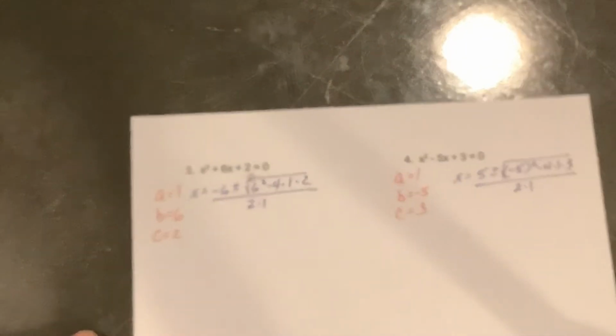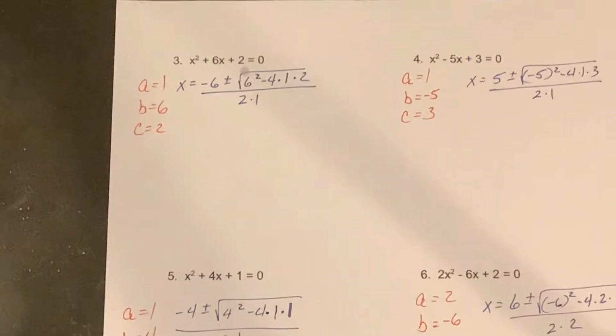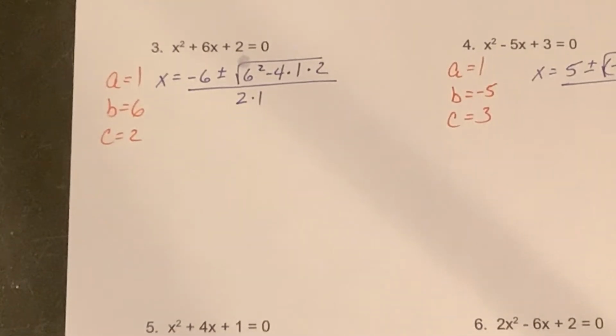Okay, the last 4, rather, are a little bit more involved. So if we look at number 3, if we typed in the square root of 6 squared minus 4 times 1 times 2, we would get a decimal, 5.29, because 6 squared minus 4 times 1 times 2 gives you 28, and the square root of 28 is not a perfect square.